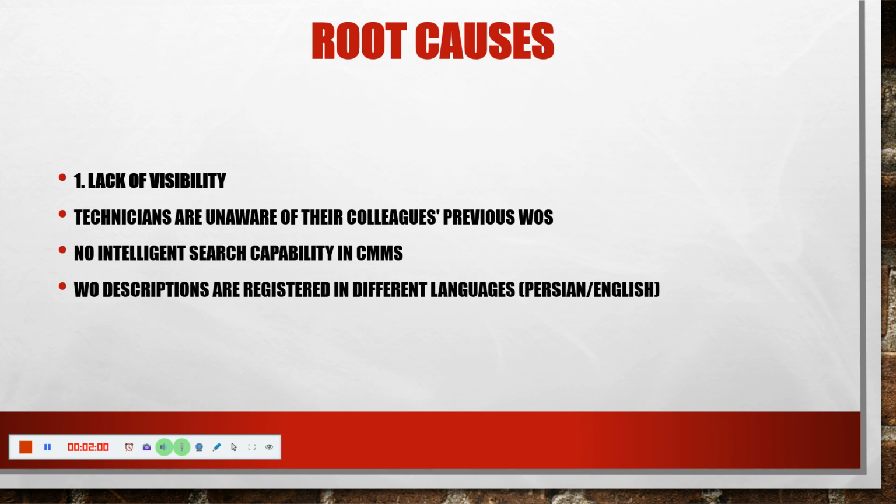Now we have to focus on this question: why do we have duplicated work orders in our systems? We have duplicated work orders because of many reasons, like lack of visibility. Technicians are unaware of previous work orders, or there is no intelligent search capability in CMS, and work order descriptions are registered in different languages, like Persian or English.